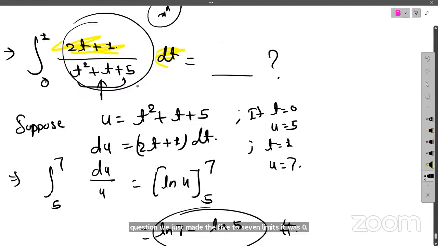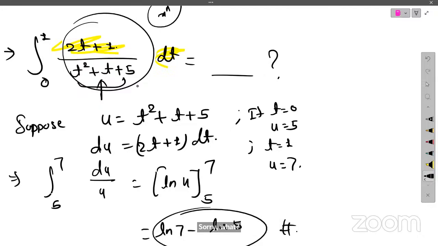Sorry, what? In this question that we just solved, the limit we had was 0 and 1, then we got 5 to 7. This is something I've never seen before. No, this is actually because these limits correspond to t, but here we are substituting something in place of t, right? So we have to change the limits too.